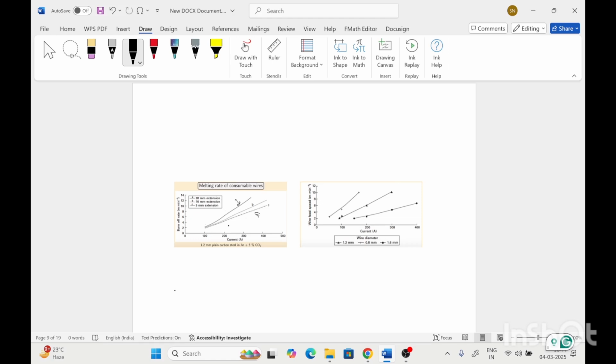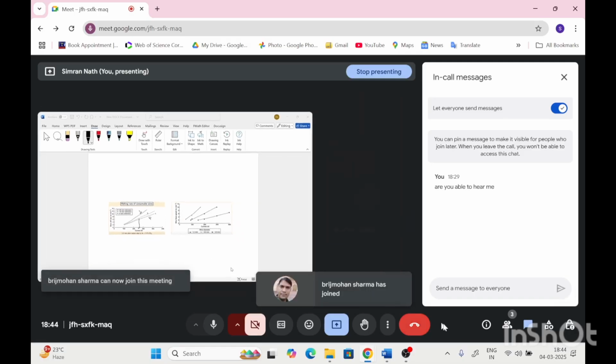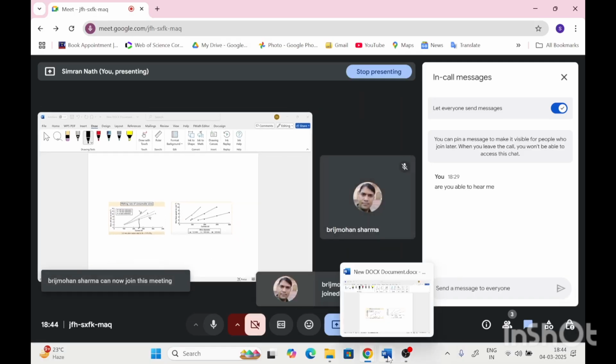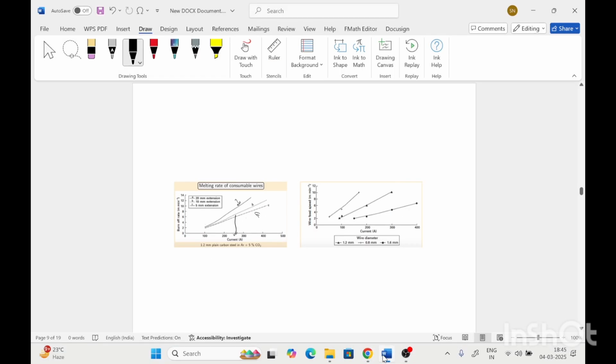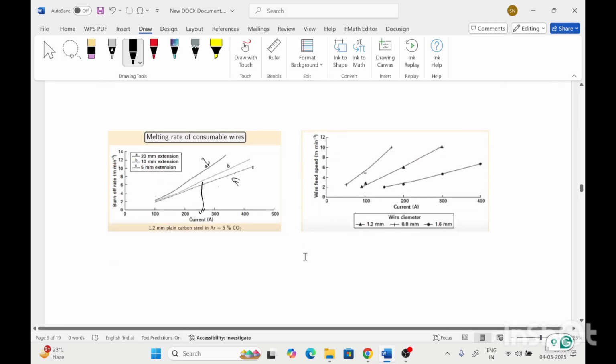So if we draw a straight line from this for a current value, the burn off rate or melting rate for a 20 stick out length is highest.